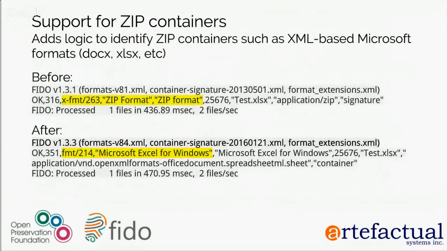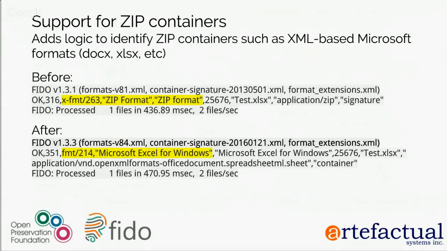So first, a little bit of an explanation of the first type of container that Fido can now identify properly, and these are zip containers. So these are all of those pesky Microsoft-based extensions that have X on the end as examples of zip containers. So things like DOCX or XLSX. So in previous versions of Fido, when you ran these files, they were all identified as a zip format.